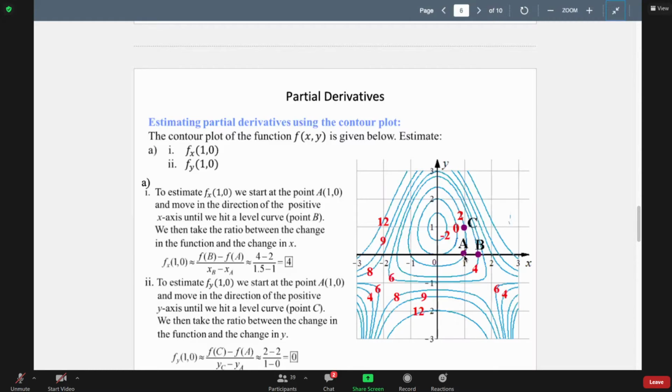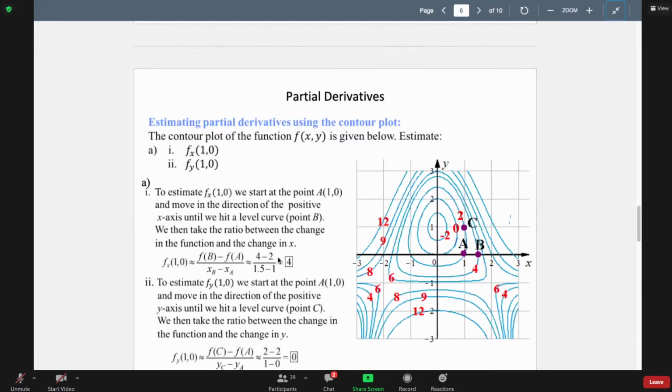Now, what is the value of the function at A? The point A is on this curve, so the value of the function at the point A is 2. So we estimate f of B minus f of A, so 4 minus 2. And then what is the change in x? Here x is 1, here x is 2, so roughly speaking x is 1.5 here. So the distance between A and B in the x direction is 0.5, that is 1.5 minus 1.